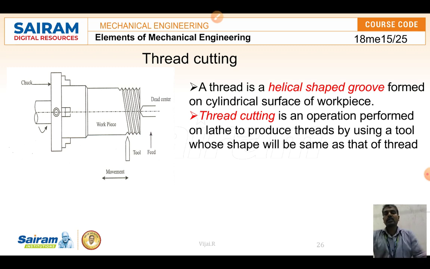The third operation is the thread cutting operation. Frequently we have seen many components used in assembly, like the bolt and nut. These are useful for the mating surfaces of two parts. What do we mean by threading? Threading is a helically shaped groove. In a cylindrical workpiece, if you make a helical groove, we call it thread cutting. Thread cutting starts from one point and ends at another point, so that it moves helically over the circumference of the workpiece.